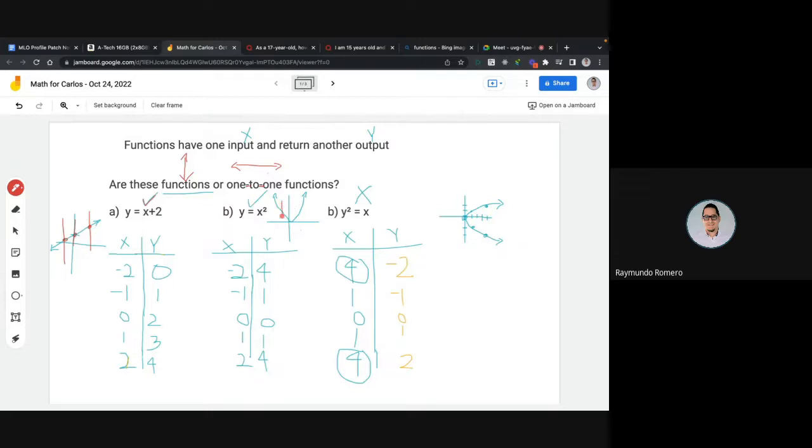Same thing with this one. If I draw here, it only touches 1 point, right here. If I do another one, it touches right here. It only touches one point on the line. Same thing everywhere. Okay, it only touches 1 point.